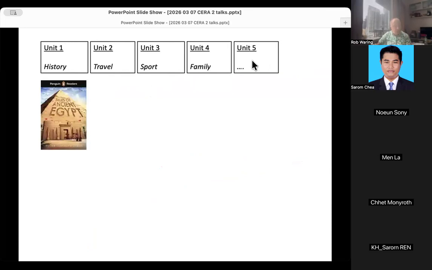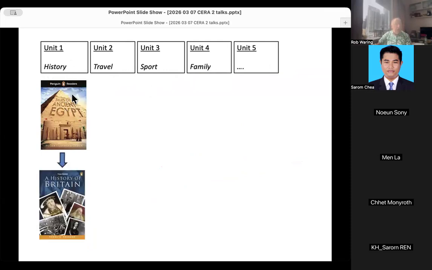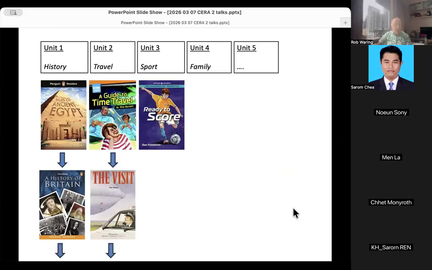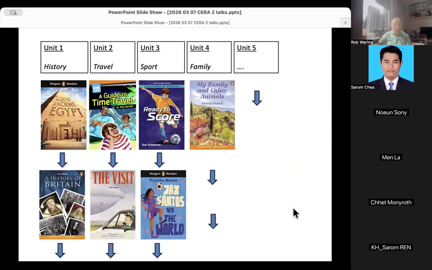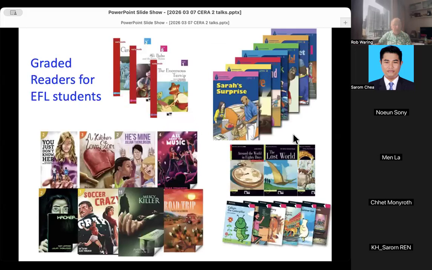So what you can do is, if you have a unit on history, then have some more books. Read from your textbook unit and then add reading which is history. And you could do the same thing for travel, the same thing for sport, the same thing for family. And we call this narrow reading.